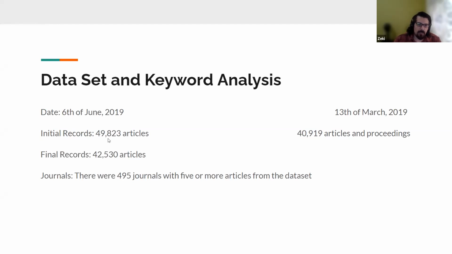After getting the initial records, we curated the set, meaning that we got rid of certain papers that have 0 citations or 0 references. We can discuss this point as well, but this is a choice. You may choose not to do it as well. And there were 495 journals with 5 or more articles in the dataset.